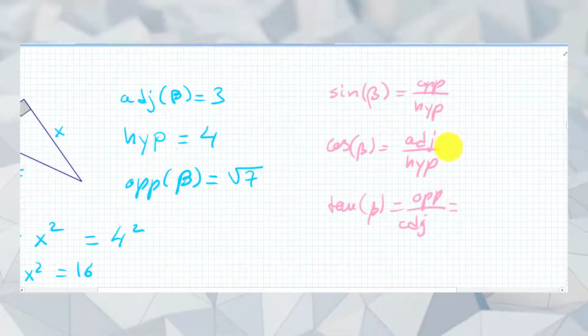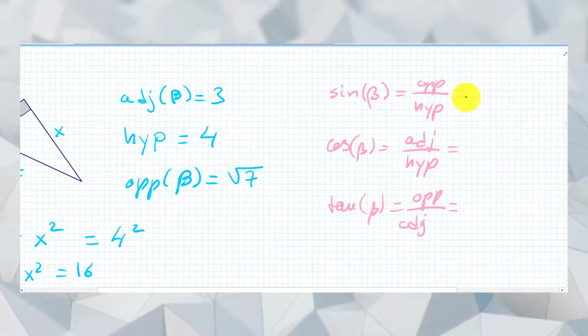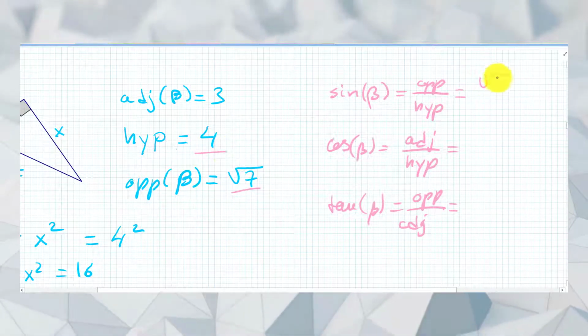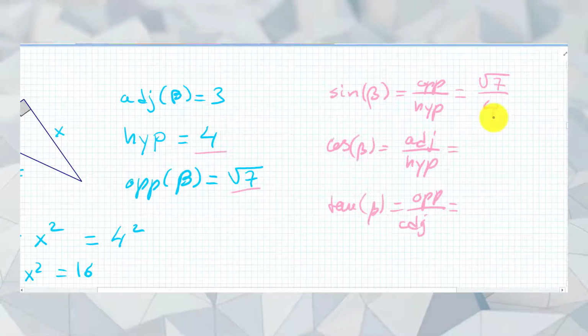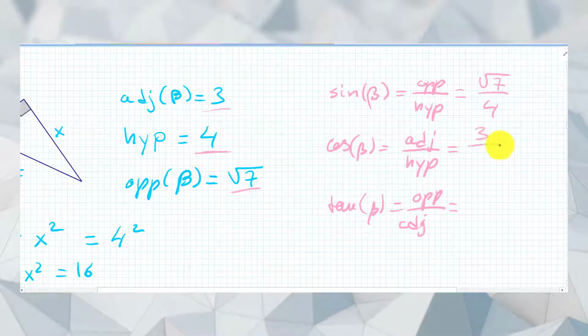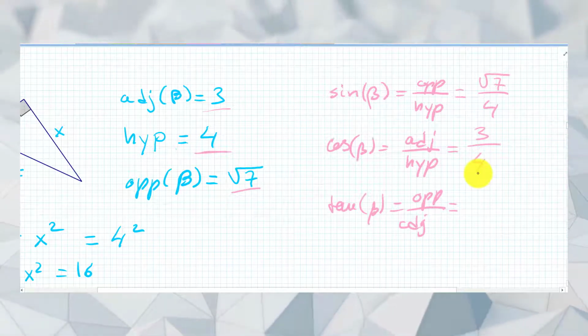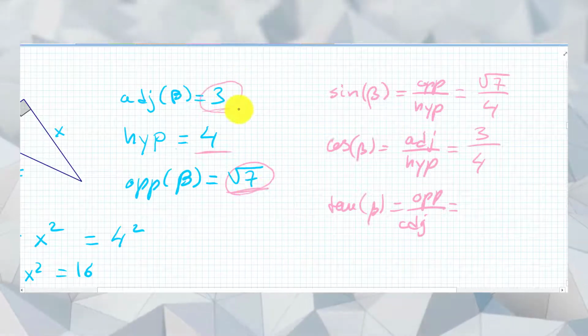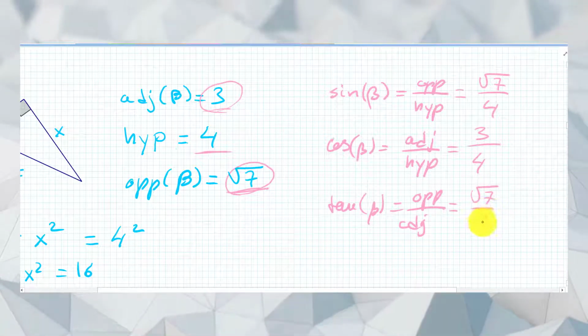So what are these ratios equal to? The opposite over the hypotenuse is root 7 divided by 4. The adjacent over the hypotenuse is 3 divided by 4. And the opposite over the adjacent is root 7 divided by 3.